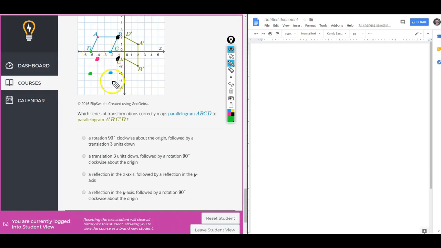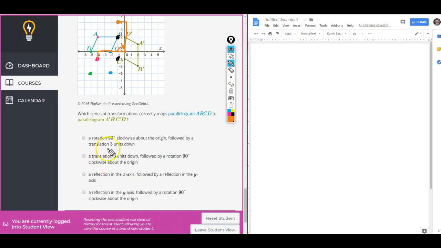So this is where it would be after the translation down 3 units followed by a rotation 90 degrees. To rotate 90 degrees, I'm going to use the L again. From our starting point, which is the origin, it goes back 4, left 1. So 90 degrees clockwise would rotate this up. So this would actually be up 4, left 1. And that is not lining up with where A prime is.